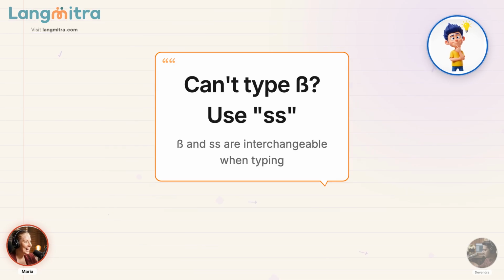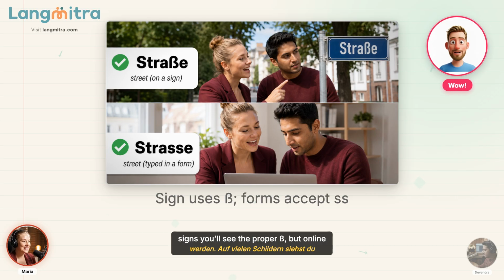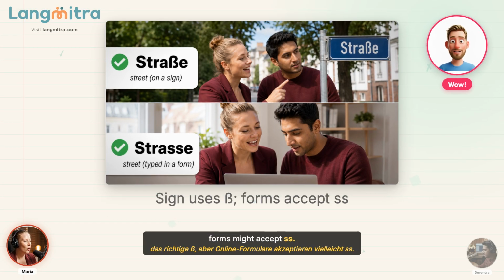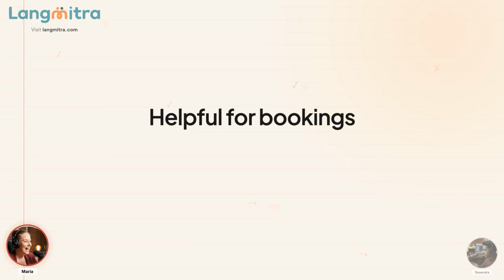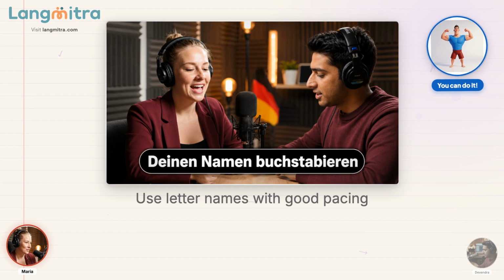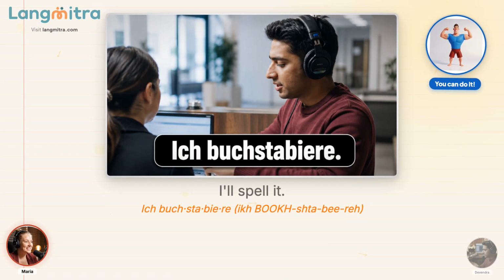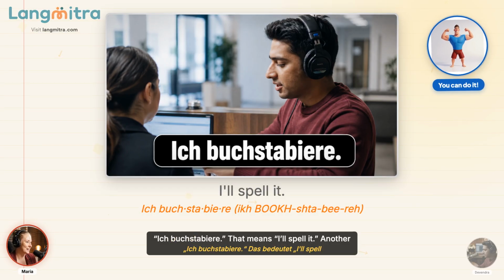And notice the pacing. When you spell aloud, you leave a tiny pause between each letter so the person can write it down. Rushing is the number one mistake. Slow is polite. Oh, that's a good tip. I always rush when I'm nervous. Everybody does. Take a breath, one letter at a time. You just spelled a full name in German, Devendra. That's real progress. That honestly felt good.